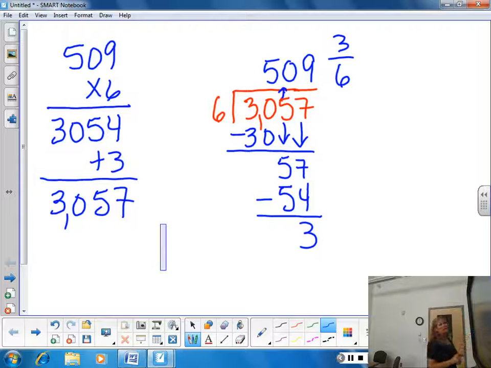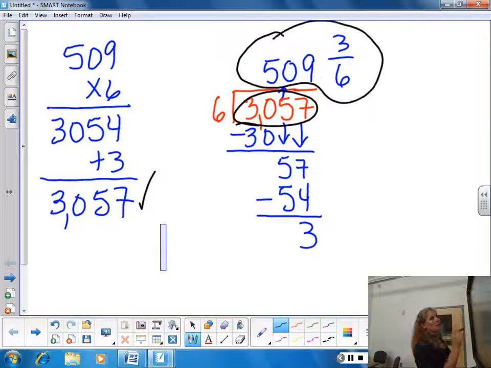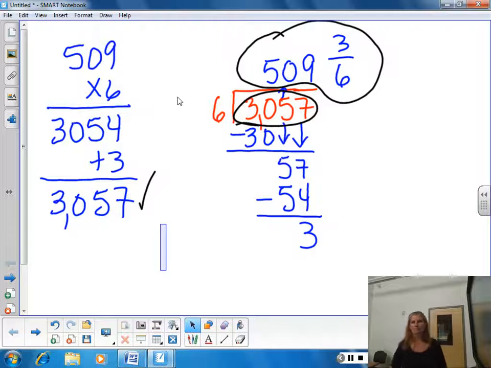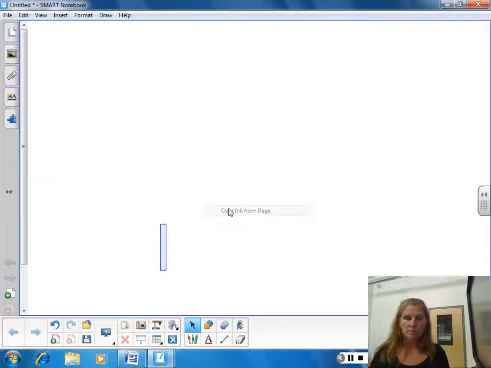That is the number that I started with for my dividend. That's how I know that this check is good, so my answer is good. Okay. And that's the division practice with single-digit divisors. It gets harder when you have double digits, and we'll spend more time on that next time. For now, let's look at some word problems.